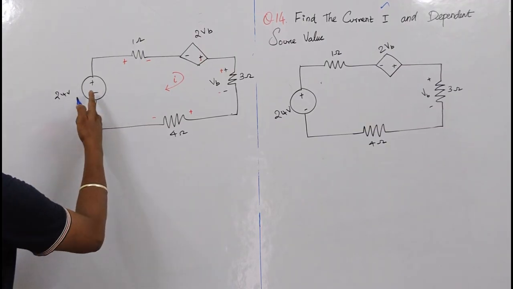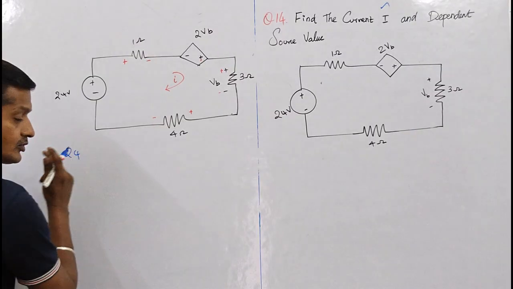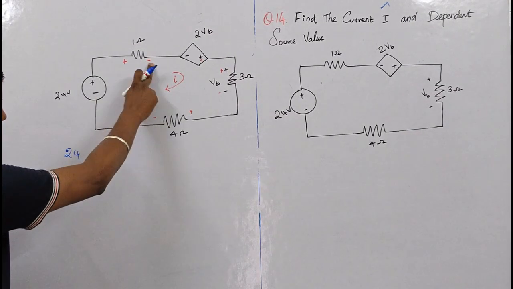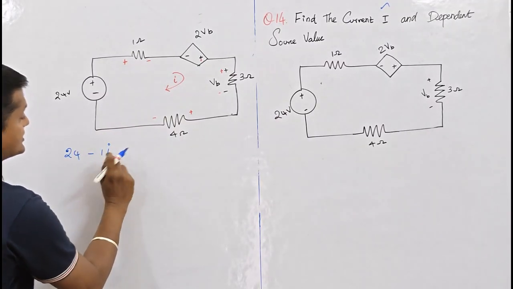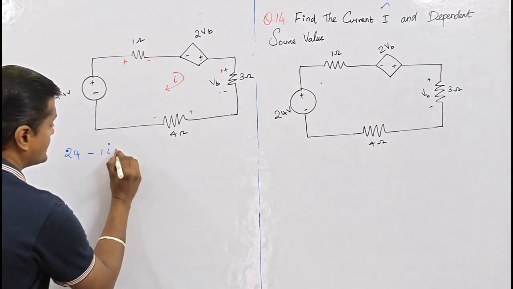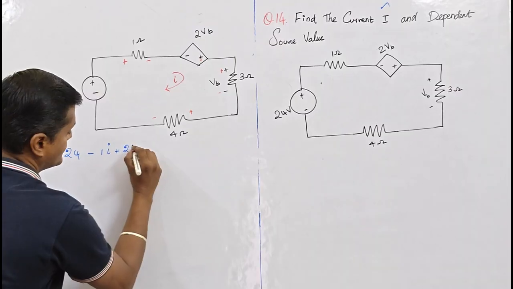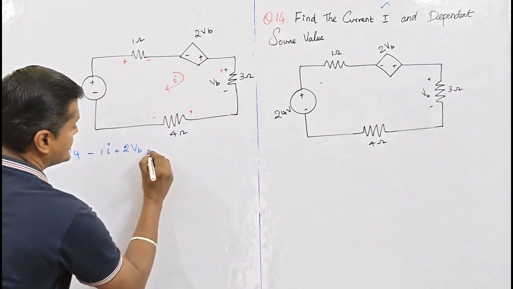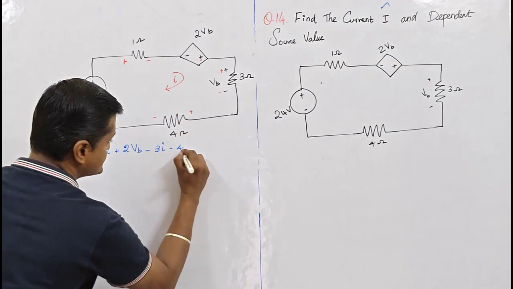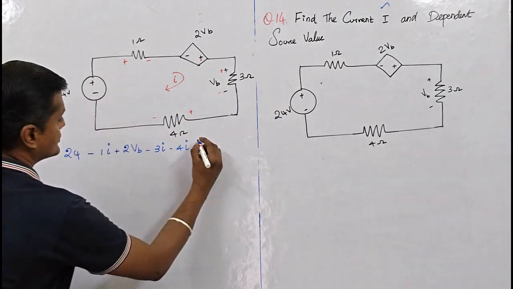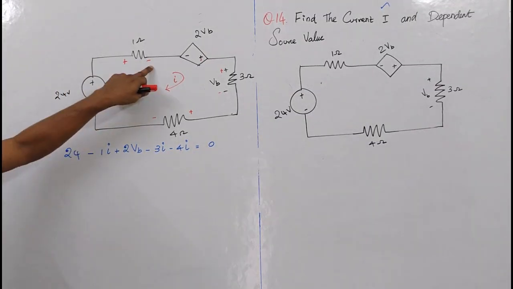So in the first potential rise, current leaving at the plus terminal, that is 24 volt, 24, right? Again the terminal leaving at minus, so minus 1 into I, current multiplied. Next, current leaving at plus, so that is 2 VB, right? Current leaving at minus, so 3I. Here plus and minus, minus 4I, that is equal to 0, right?